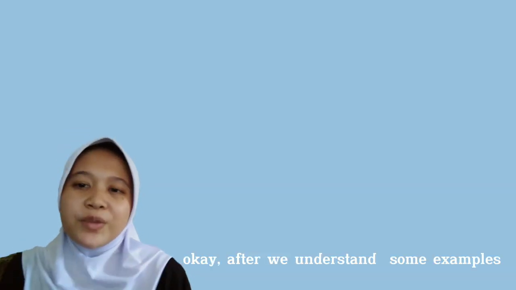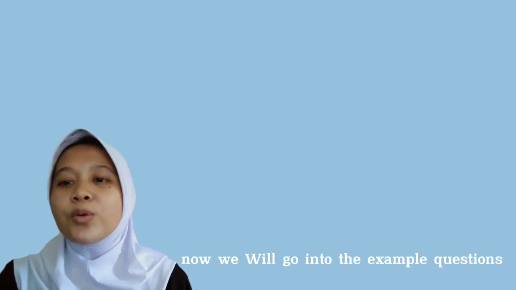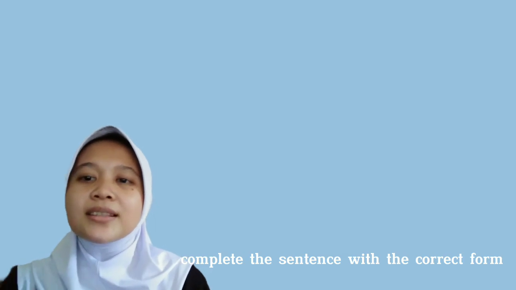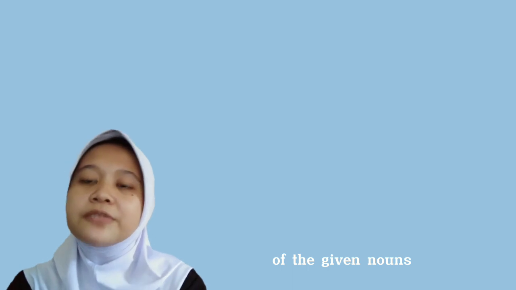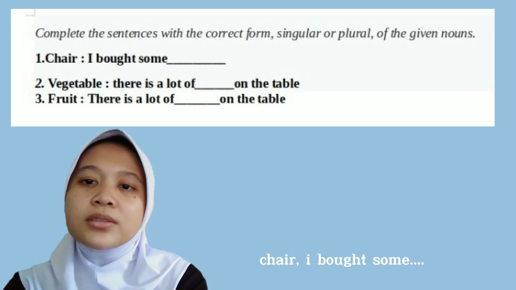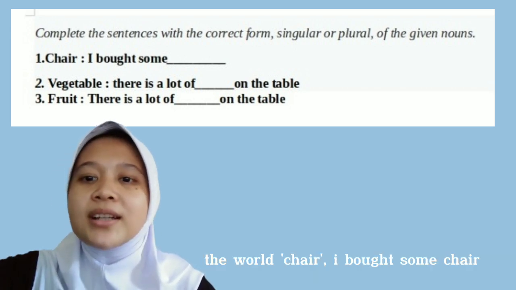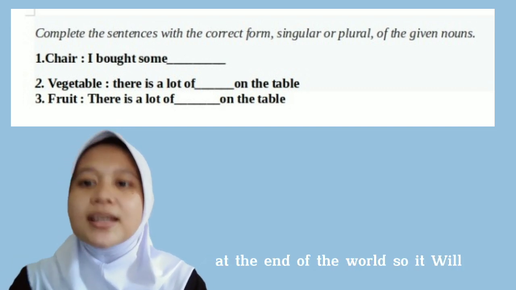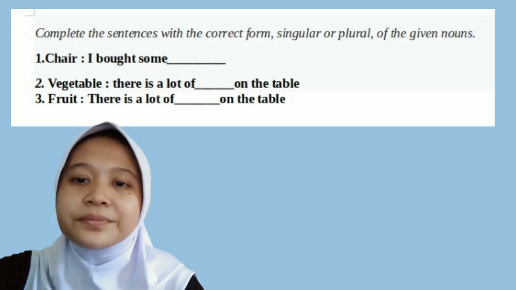Okay, after we understand some examples of singular and plural, now we will go into the example questions. Complete the sentence with the correct form, singular or plural, of the given nouns. Number 1. Chair. I bought some chair. Then all we have to do is add the letter s at the end of the word, so it will become plural.